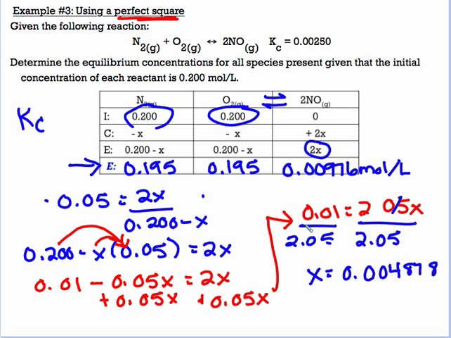How did we get rid of it? We square rooted both sides and then finished by solving for x. Now don't forget, x is a beautiful number, but it's not your answer. You have to come back up and actually finish solving the question.